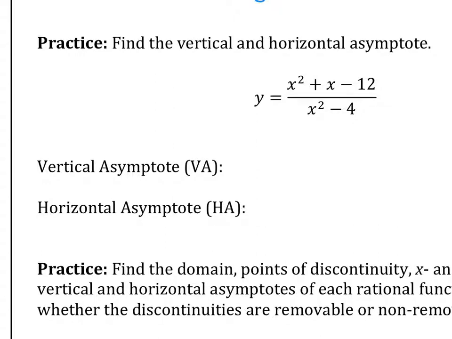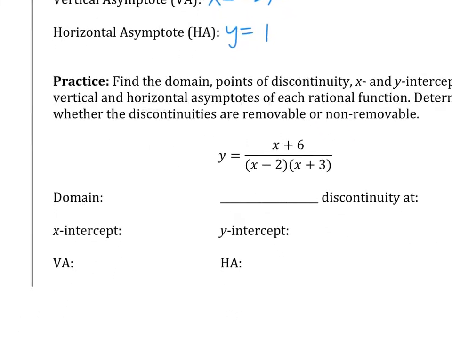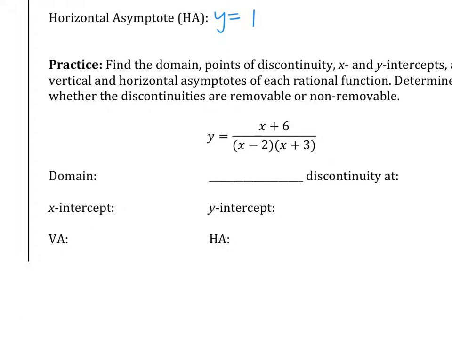Now let's have you try this one. Let me know when you're done. All right, let's try Isabella. Vertical asymptote. X is equal to -2 and 2. Mm-hmm. And then Sally, horizontal asymptote. Good.